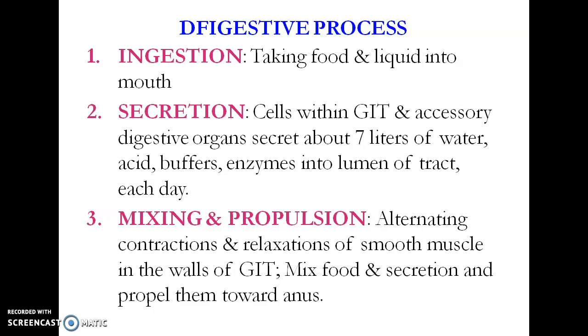So the next process is mixing and propulsion. Alternating contractions and relaxations of the smooth muscle in the walls of the GI tract mix the food and the secretions and propel them toward the anus. For example, in the stomach, the gastric juice gets thoroughly mixed with the food because of the churning motion, and this churning motion thoroughly mixes the food with the gastric juice.